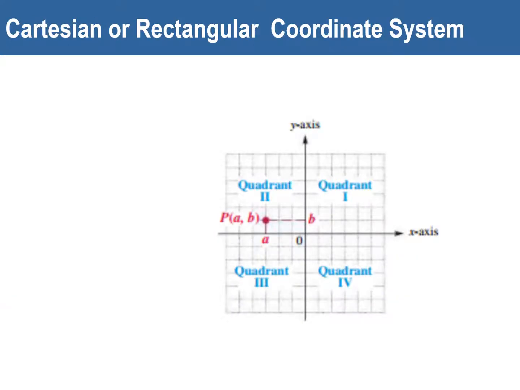Now, the rectangular coordinate system is one you're fairly familiar with. You have an x-axis and a y-axis. You have quadrants 1, 2, 3, and 4. And a point (a, b) means you go over in the x direction a units and up or down b units. So the first term is your x, and the second term is your y.